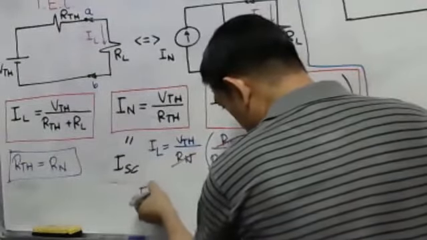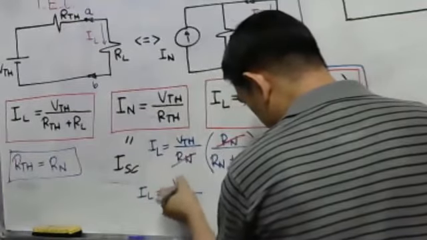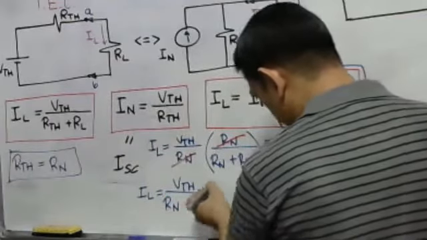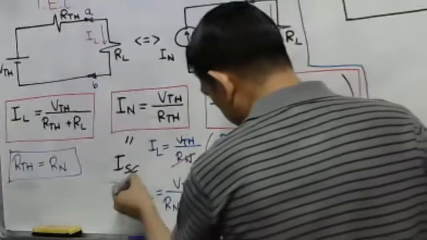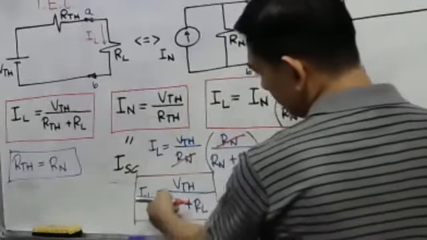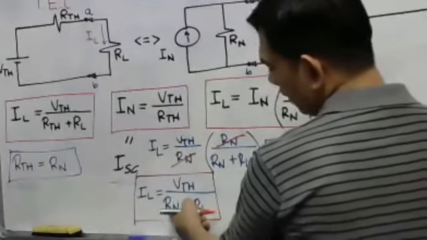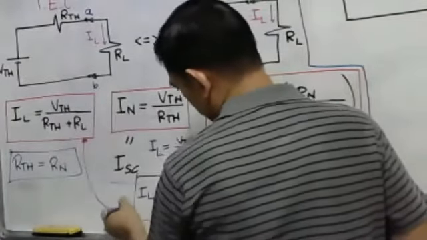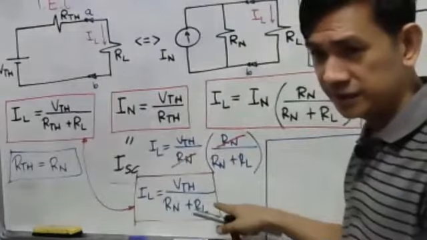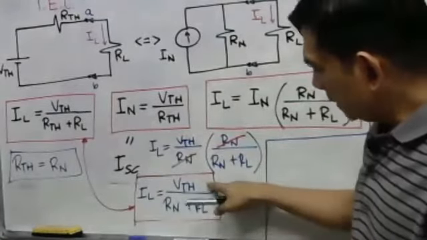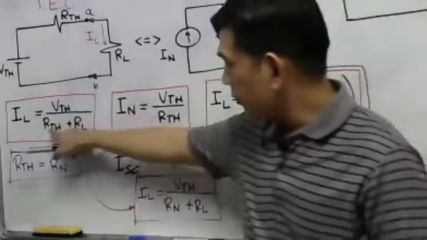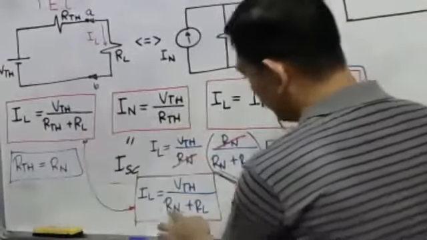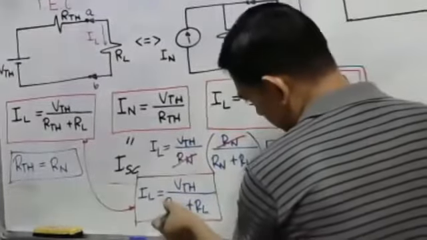Then our IL is equal to VTH over Rn plus RL. So this will be the equation of IL is equal to VTH over Rn plus RL. We can see here that this is actually the current for the Thevenin's equivalent circuit. They are just the same here: VTH over Rn plus RL, VTH over RTH plus RL. So, we may replace this Rn by RTH since they are just the same.